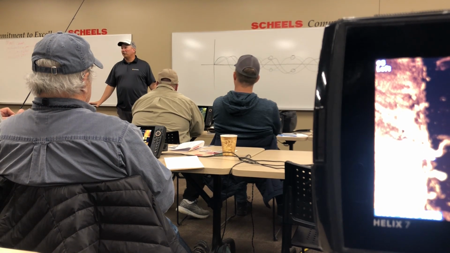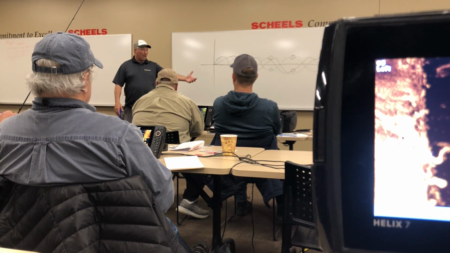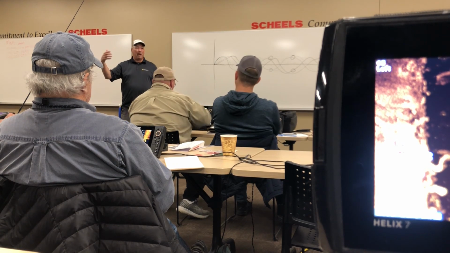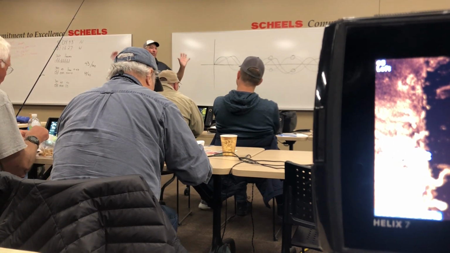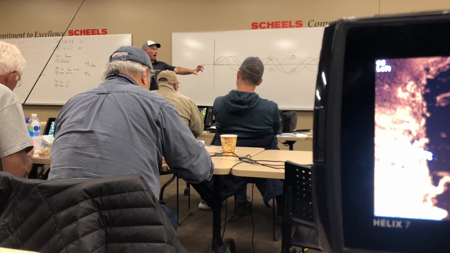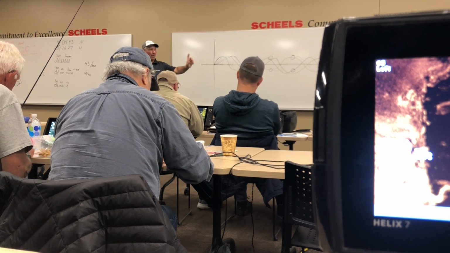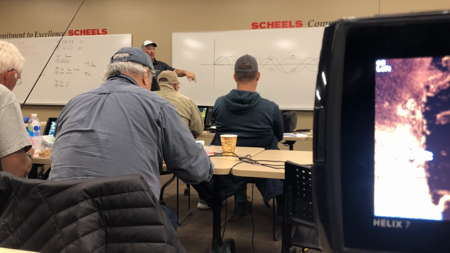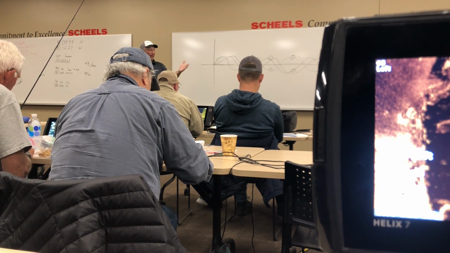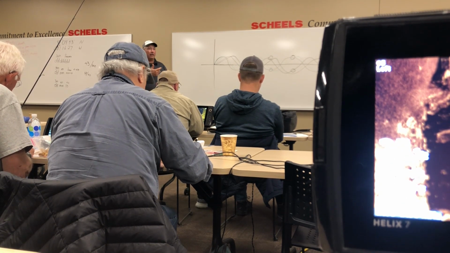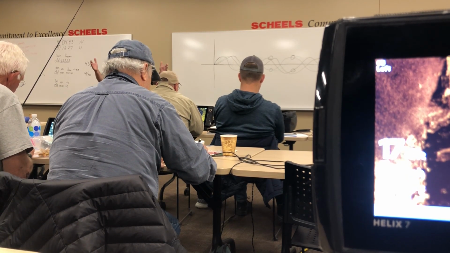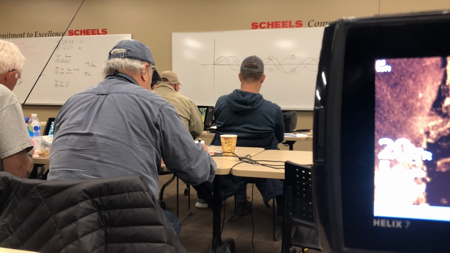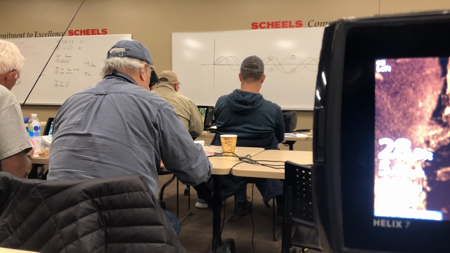Now, when I'm looking for structure, a rock pile, a brush pile, a weed edge, absolutely, 150, 200 feet, no problem, because all I'm looking for is a white blob. I see that white blob, I put a cursor on it, I save a waypoint, I go back around, dial my side imaging to 50 feet and drive over it again and get a detailed picture. But when I'm looking for fish, 70 feet max. And sometimes less. Yeah, 40, 50.